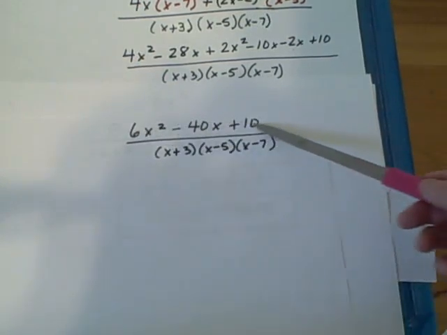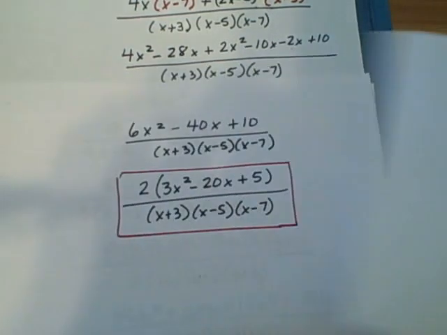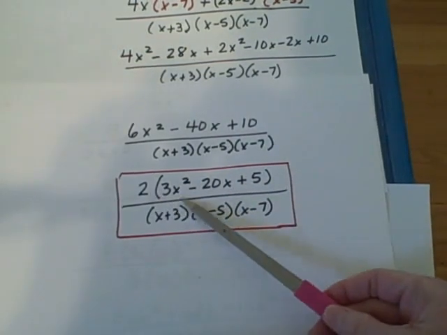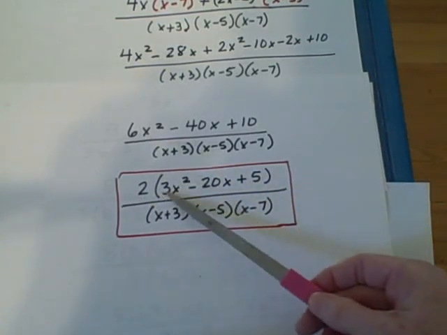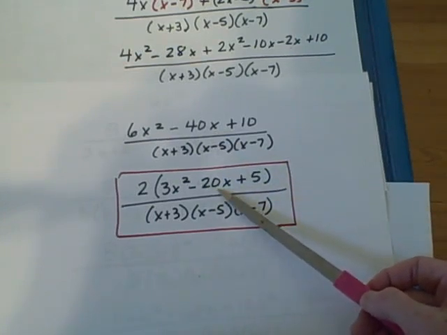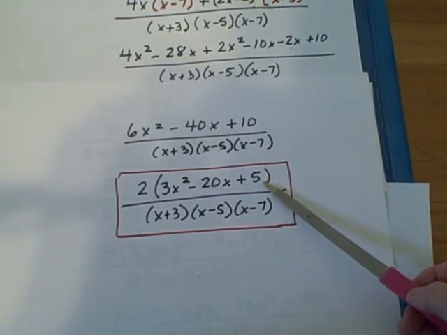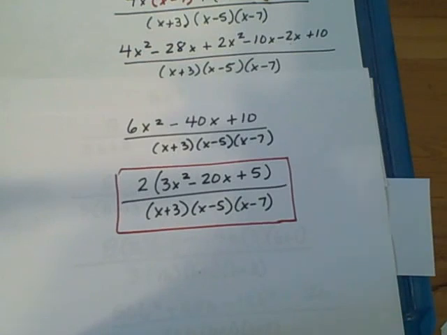Notice these have something in common, a 2. So we're going to factor out a 2. And we're left with 2 times 3x squared minus 20x plus 5. Because if I take a 2 out of the 6, I have 3x squared left. 2 out of the 40, I have negative 20x. And 2 out of the 10, and I have 5. The denominator stays the same. Do not multiply all this together. You just get a very long, ugly expression. So you try to factor out as much as you can.